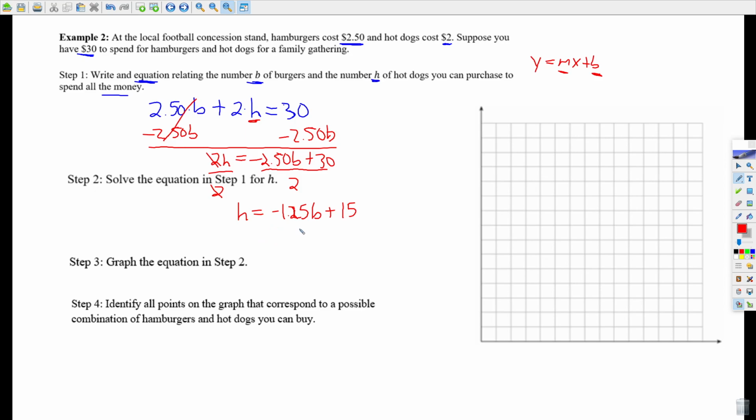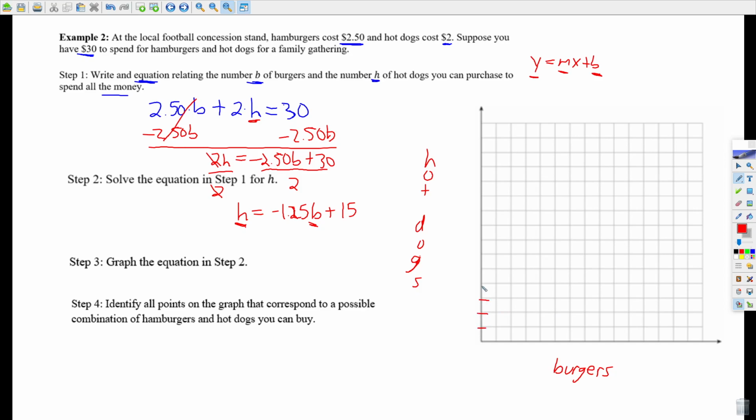So how are we going to graph this? Well, h would be like your y value, right? So we're going to label the y-axis as hot dogs. There we go. And then the x-axis will be labeled as burgers. And we want to have a starting value of 15. And so I believe there are 15 blocks here. So we can just probably count by ones. Then we're going to count by ones on both axes. So I'm just going to label it every 5.